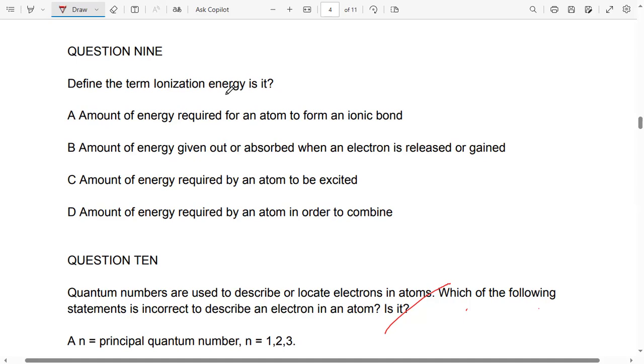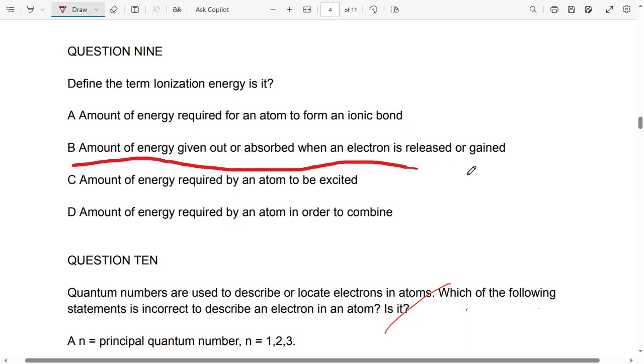Okay, so if you have an atom, and that atom gains or loses an electron, the energy that is given out or absorbed when an electron is released from an atom or gained is what we call the ionization energy. So the best answer here would be this B here.